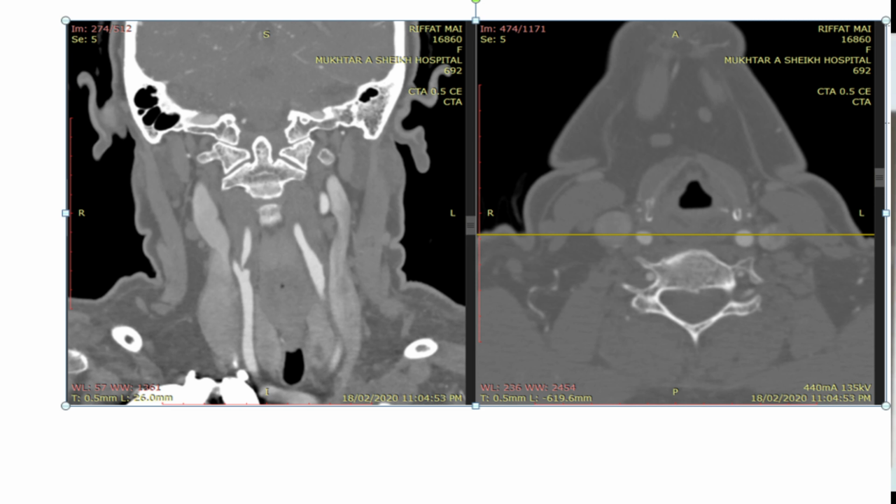What do you see here? CT angiogram, nice. And what particular section is it? Coronal. And what's this? It's a critical stenosis. Okay.